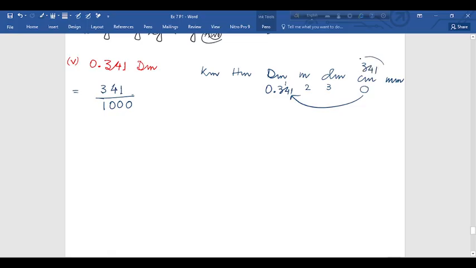341 centimeter, but as we return to the decameter, we had to divide this by 1000. Okay, that means originally it was 341 centimeter.